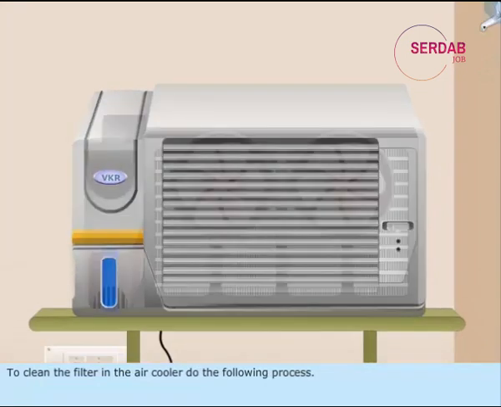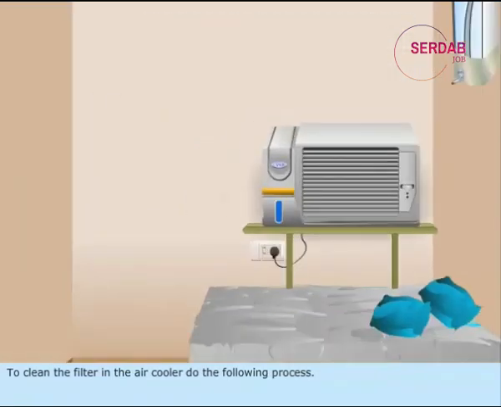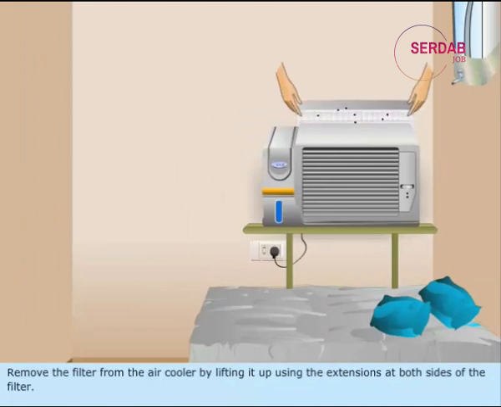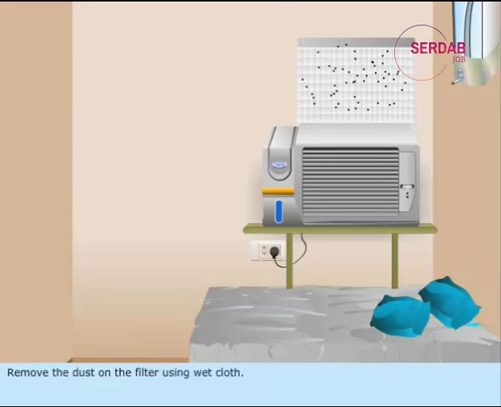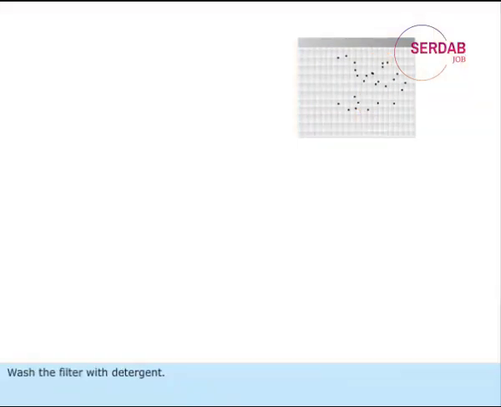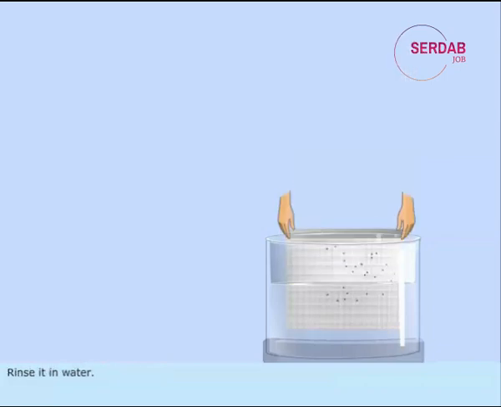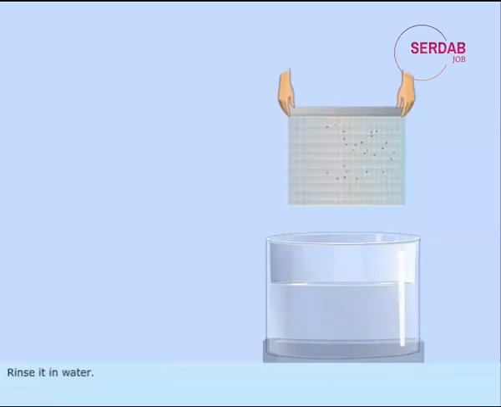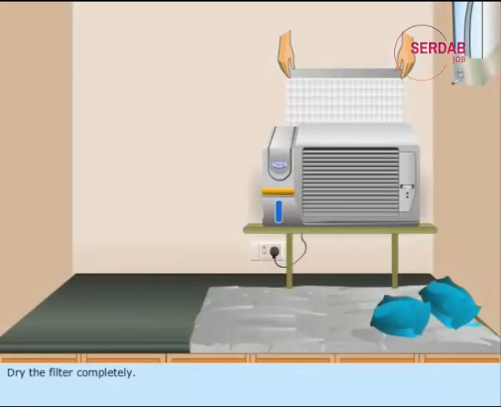To clean the filter in the air cooler, do the following process. Remove the filter from the air cooler by lifting it up using the extensions at both sides of the filter. Remove the dust on the filter using wet cloth. Wash the filter with detergent. Rinse it in water. Dry the filter completely. Replace the filter at the appropriate position in the air cooler.